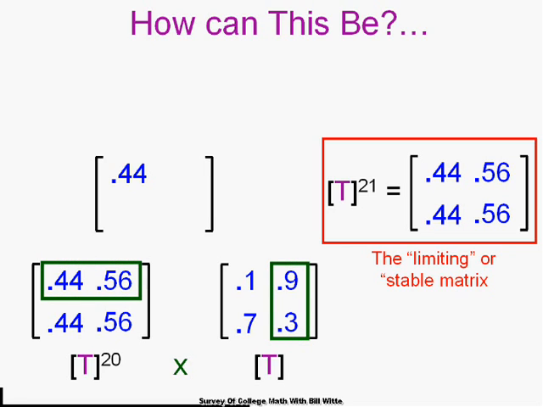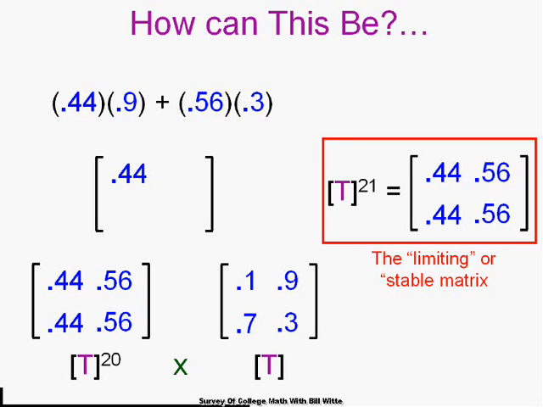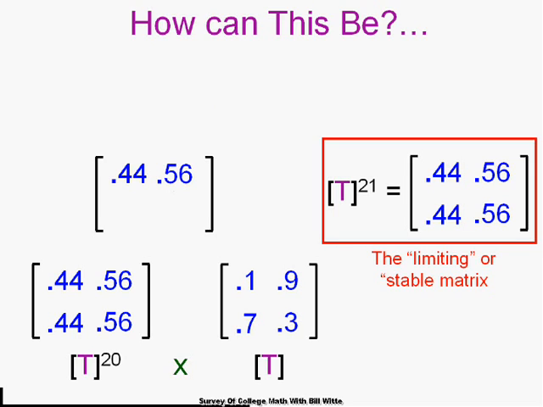We'll do another one. First row times second column. It's going to be 0.44 times 0.9, isn't it? Plus 0.56 times 0.3. And those two products give you 0.396 and 0.168. Remember, when you multiply decimals, they get smaller. Okay, and if you add those two up, son of a gun, they equal 0.56. They equal the same thing.